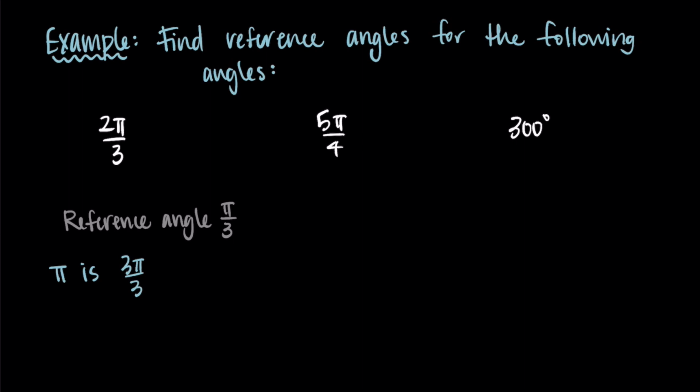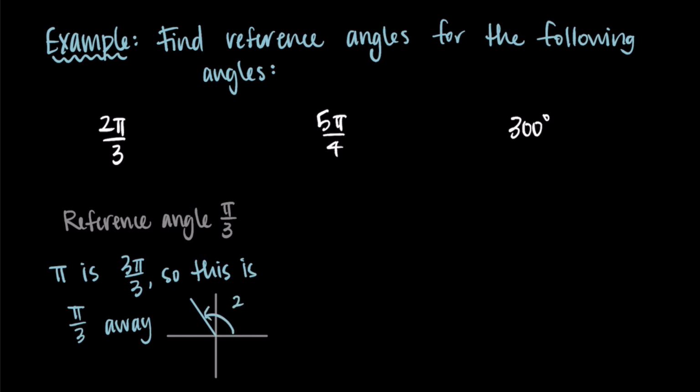And so 2 pi over 3 is just 1 pi over 3 less. So it's 2 pi over 3 instead of 3 pi over 3, if that makes sense. If we were to draw ourselves a little sketch, 2 pi over 3 is closer to pi, it's just pi over 3 away. So we would do 2 pi over 3, and pi over 3 would get us to pi. Okay, so the reference angle is pi over 3. Now, why don't you try this with 5 pi over 4 and 300 degrees?